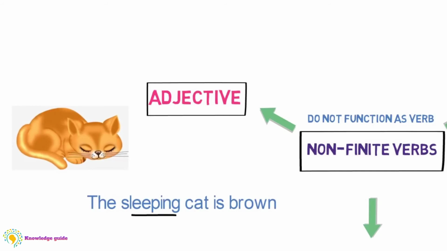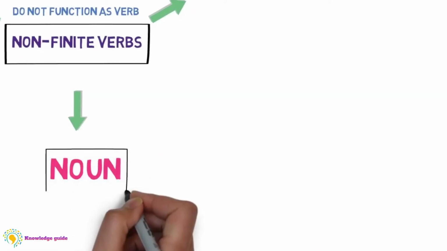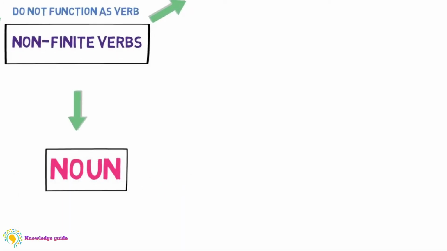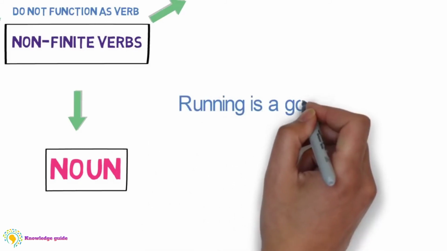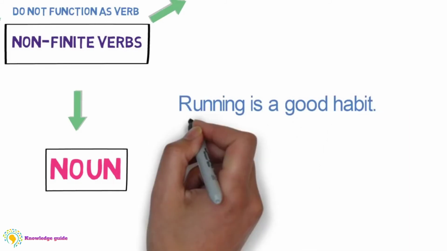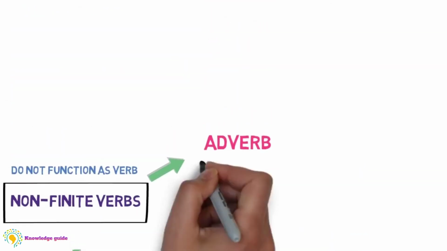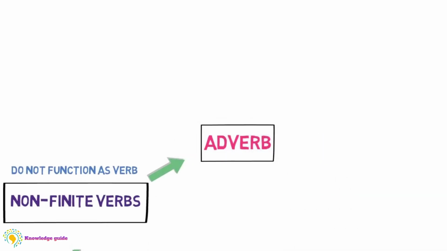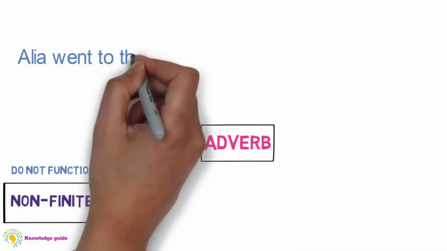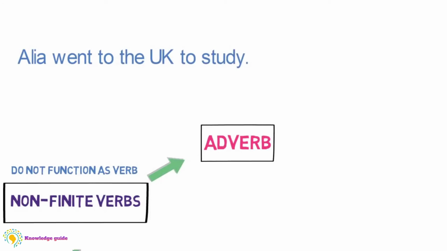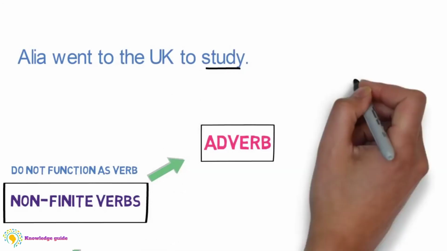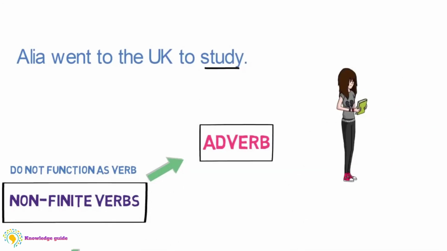Now let's see the functionality of non-finite verbs as a noun in the sentence with an example. Running is a good habit. Here the word running functions as a noun in the sentence. Now let us understand the functionality of non-finite verbs as an adverb in the sentence with an example. Alia went to UK to study. Here the word study functions as an adverb in the sentence.